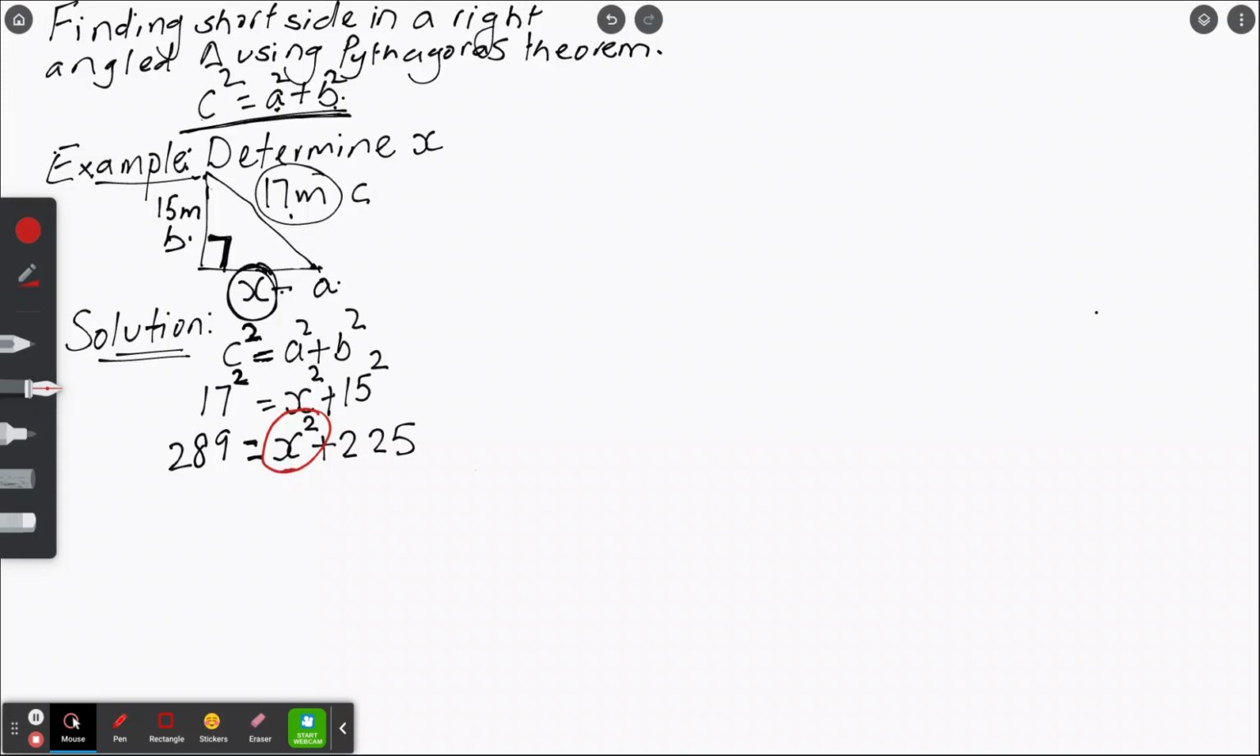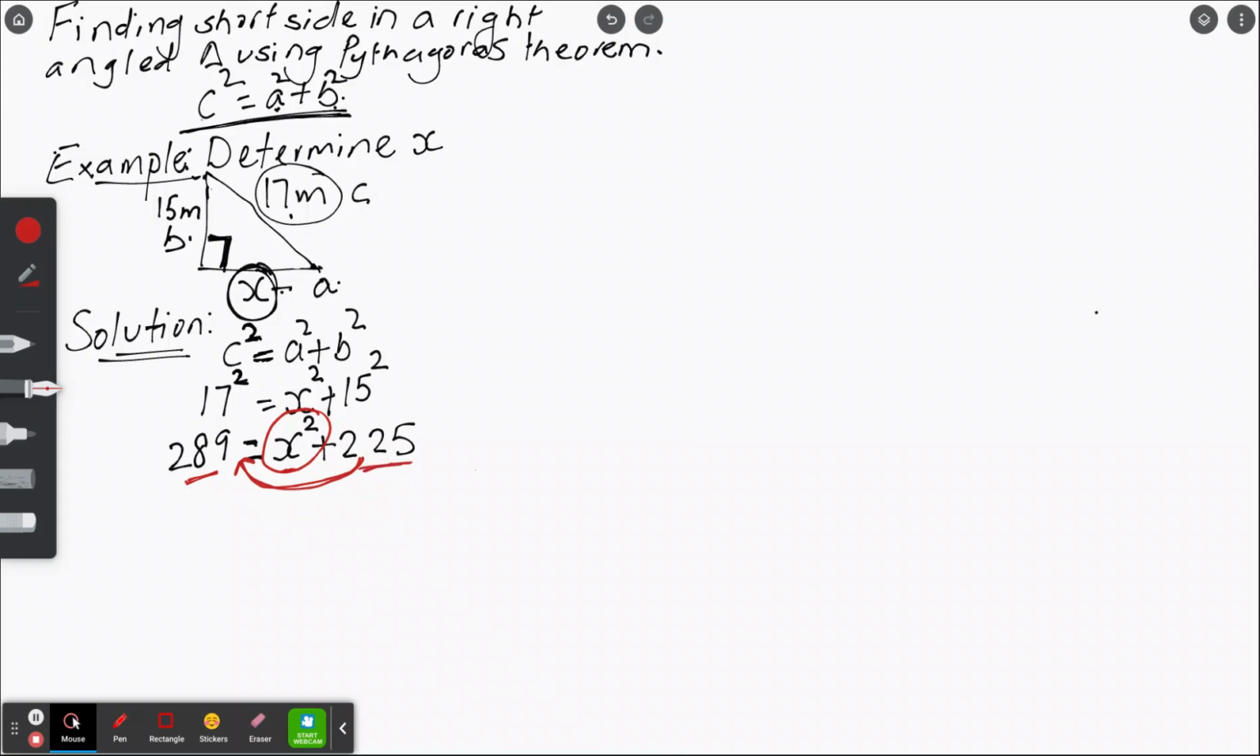out x. Okay. Now, to do that, I need to move 225 away from that x. And the way to move 225 away from x is to take it to the other side, right? To take it to the other side. So putting 289 and 225 together on one side, right?